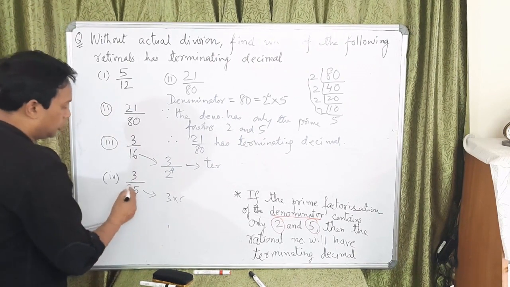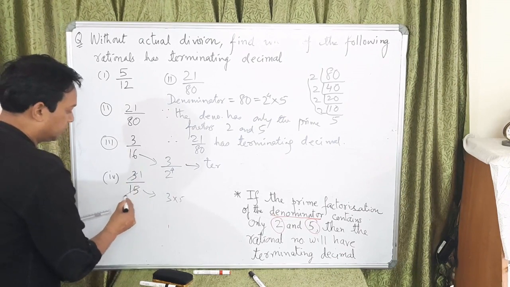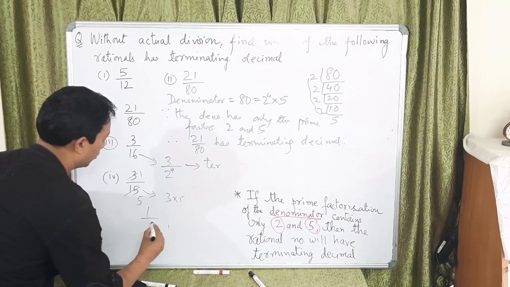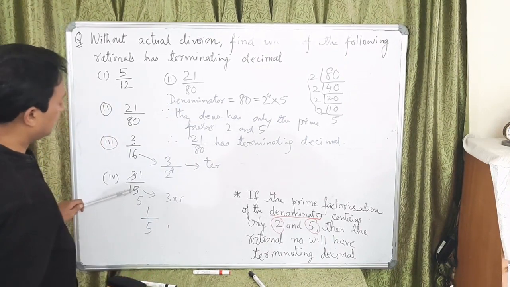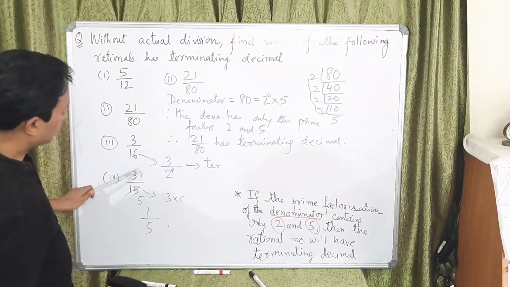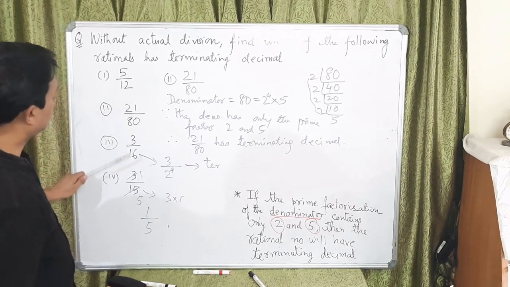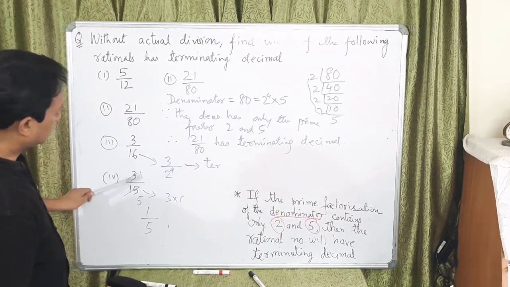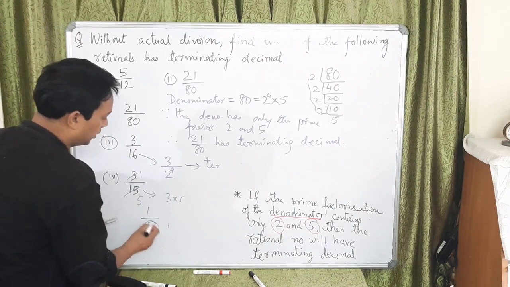Before checking the denominator, you should be able to see this. You can cancel: 3 1s are 3, 3 5s are 15. So we are left with only 5 in the denominator now. So this number 3 by 15 will have a terminating decimal, because I told you already, this all should be in the lowest terms. These numbers were already in the lowest terms, but this was not. So first step, be careful, cancel if possible. After cancelling, then only check the denominator.